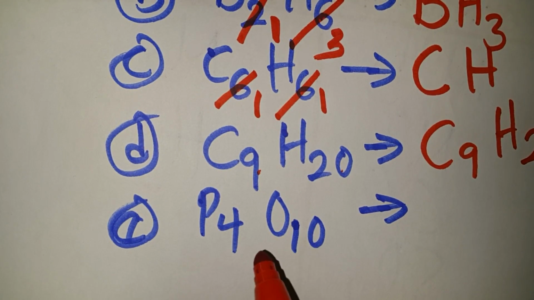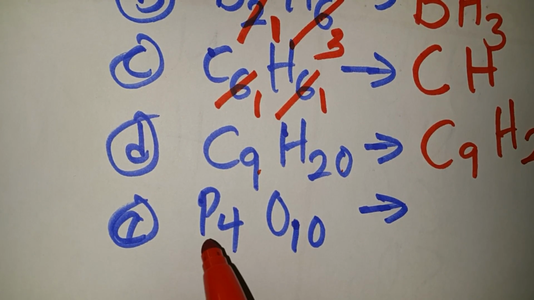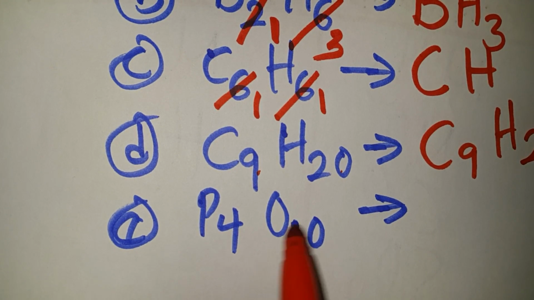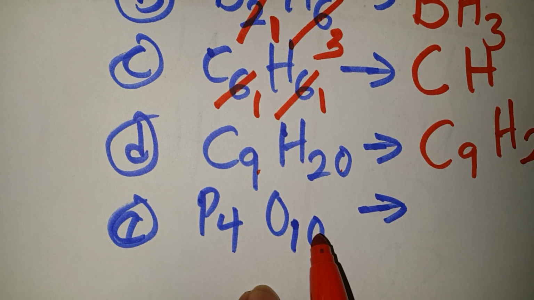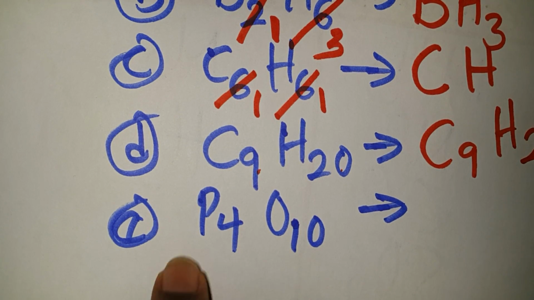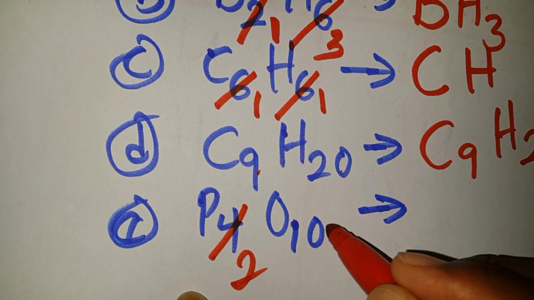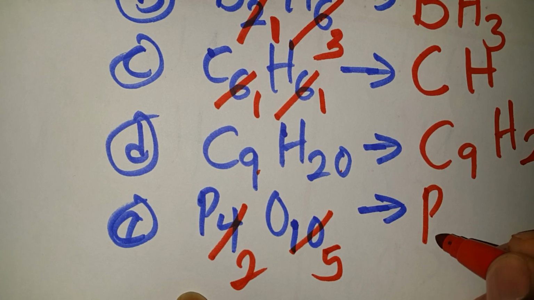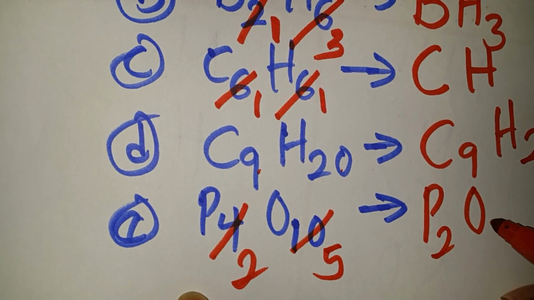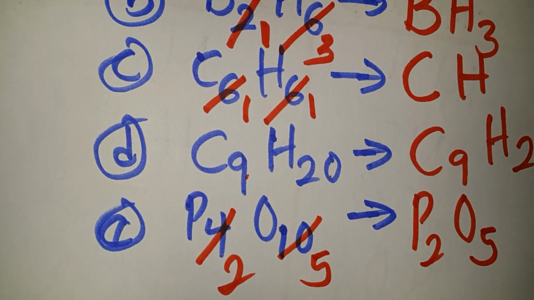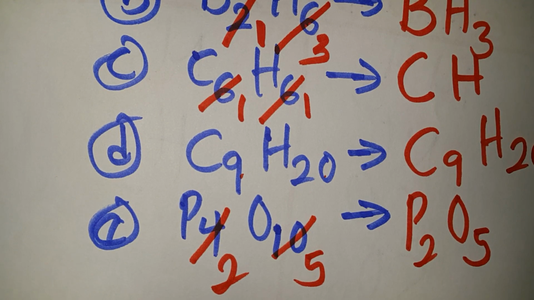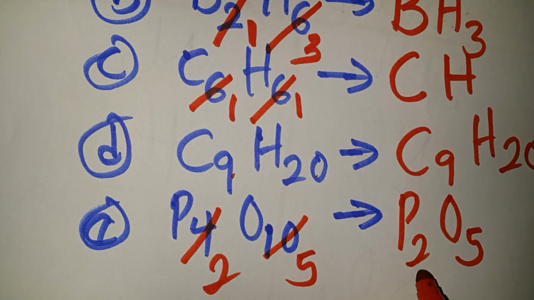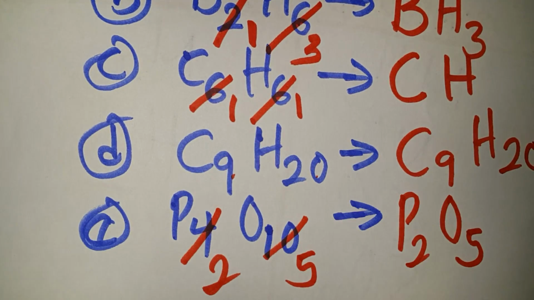Then the last one here, we have P4, we have phosphorus and oxygen. So can 2 go in 4? Yes. 2 can also go here. So 2 can go in 4 2 times, and here 5 times. Alright, P2O5. So this is what we have here. Check again. Can 2 go here? Yes. Can 2 go here? No. Can 5 go here? No. Can 5 go here? Yes. So we just have to leave it like this.